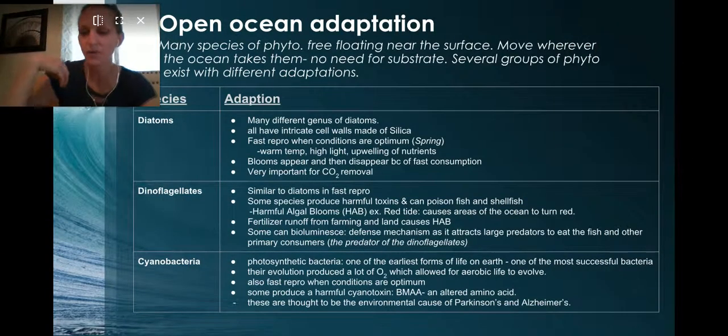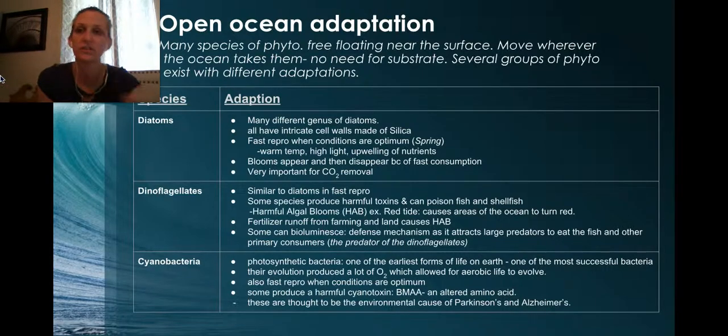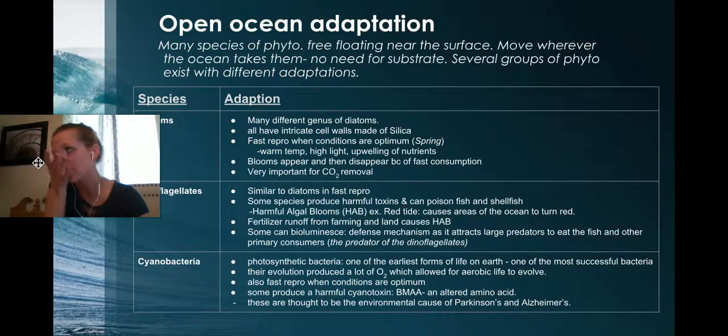Okay, so to live in the open ocean, those adaptations. Cool. And we're towards the end of the lecture. The end of the lecture included oceanic adaptation. So it's the first part of their adaptations. Many species of phytoplankton freely float near the surface. They move wherever the ocean will take them. There's no need for a substrate. They don't all need to have a flagella to move them around. They're just going to be at the mercy of the currents.